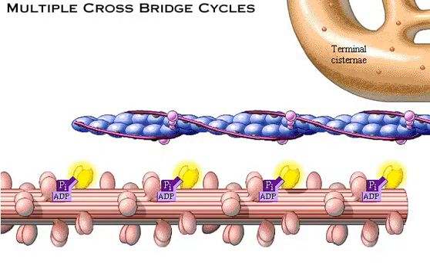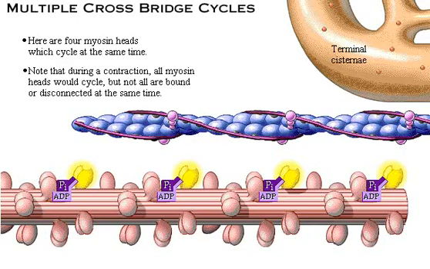In contracting muscle, we see multiple cross-bridge cycles. Here are 4 myosin heads which cycle at the same time. Note that during a contraction, all myosin heads would cycle, but not all are bound or disconnected at the same time. Click the terminal cisternae to begin the process.